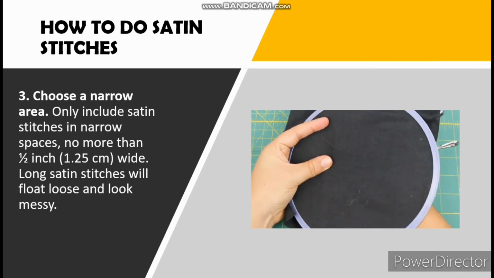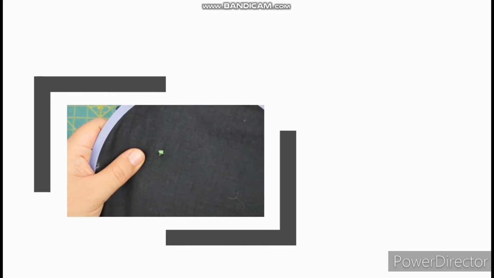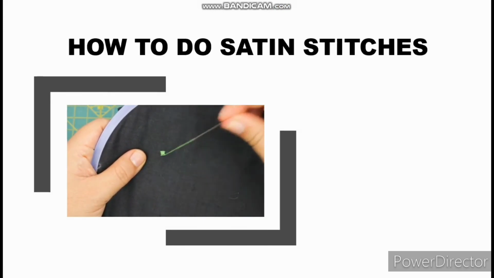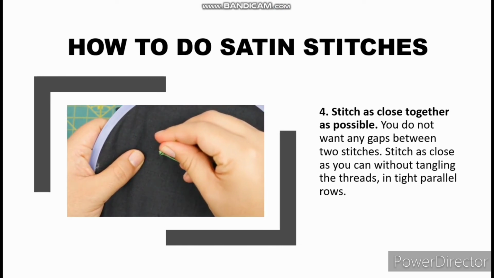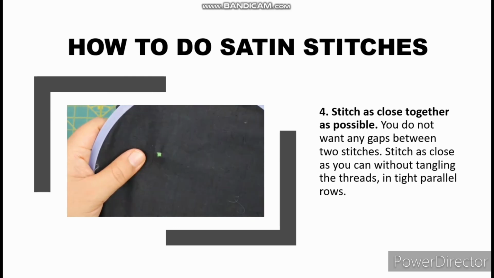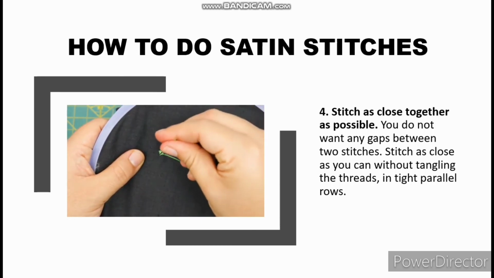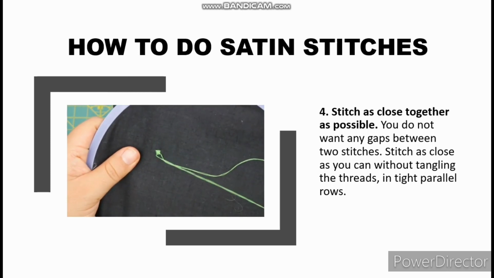Next one. Stitch as close together as possible. As you can see from our video, you do not want any gaps between two stitches. Stitch as close as you can without tangling the threads, in tight parallel rows.